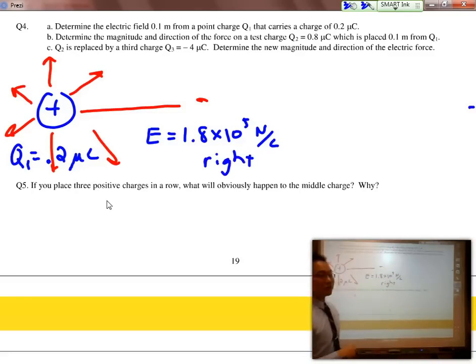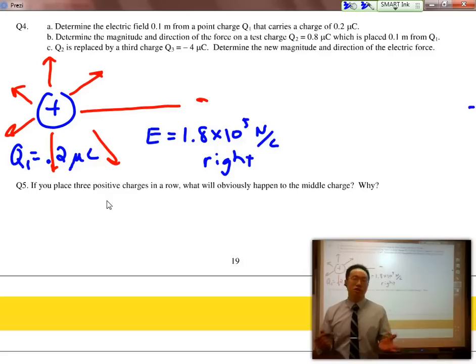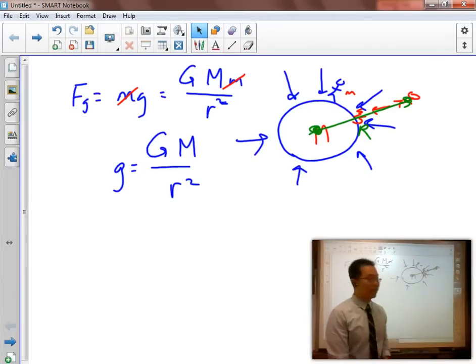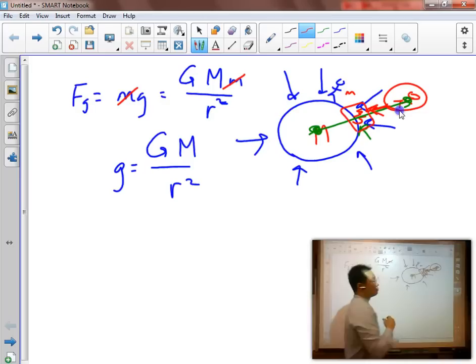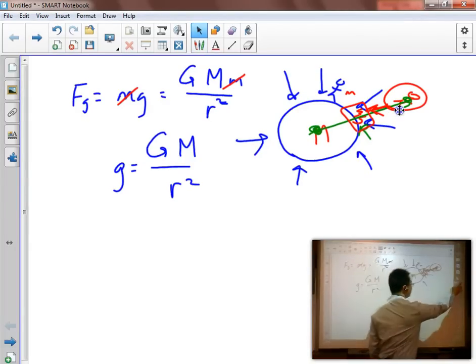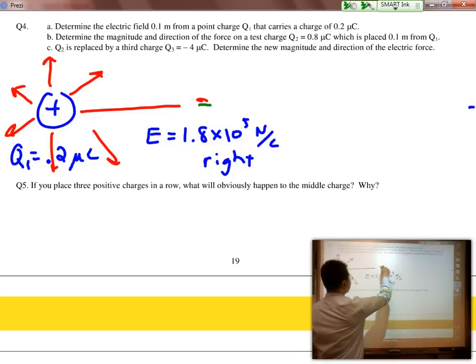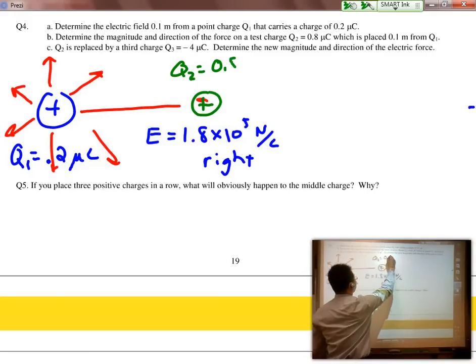Now, the thing is, they're going to take a second charge and place it at that point now. So just like when you put a mass inside the gravitational field, it feels a force of mg, okay? So just like a mass that's placed inside a gravitational field, that mass will feel a force of mg. In this case, when you place a charge inside that electric field, it is going to feel a force of QE. So in this case, we're going to put a second charge now at location P. That second charge has a value of 0.8 microcoulombs.